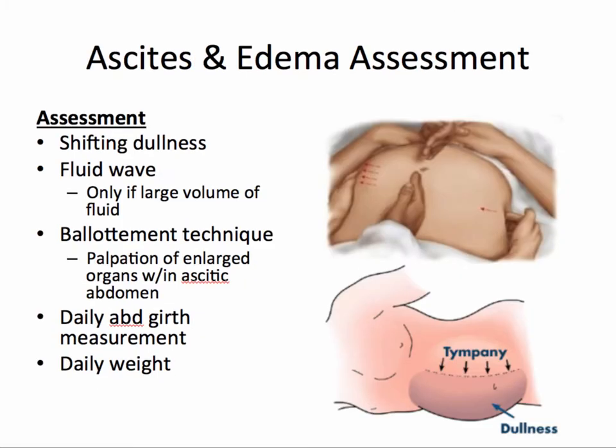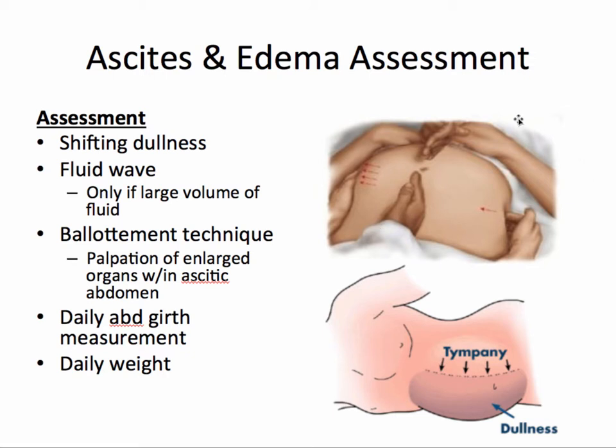Ascites can be assessed by shifting dullness. This is a technique shown down here at the bottom where you percuss down the abdomen towards the level of fluid. Prior to the level of fluid, you'll hear tympany. Whenever you hit the level of fluid, it'll shift to dullness.